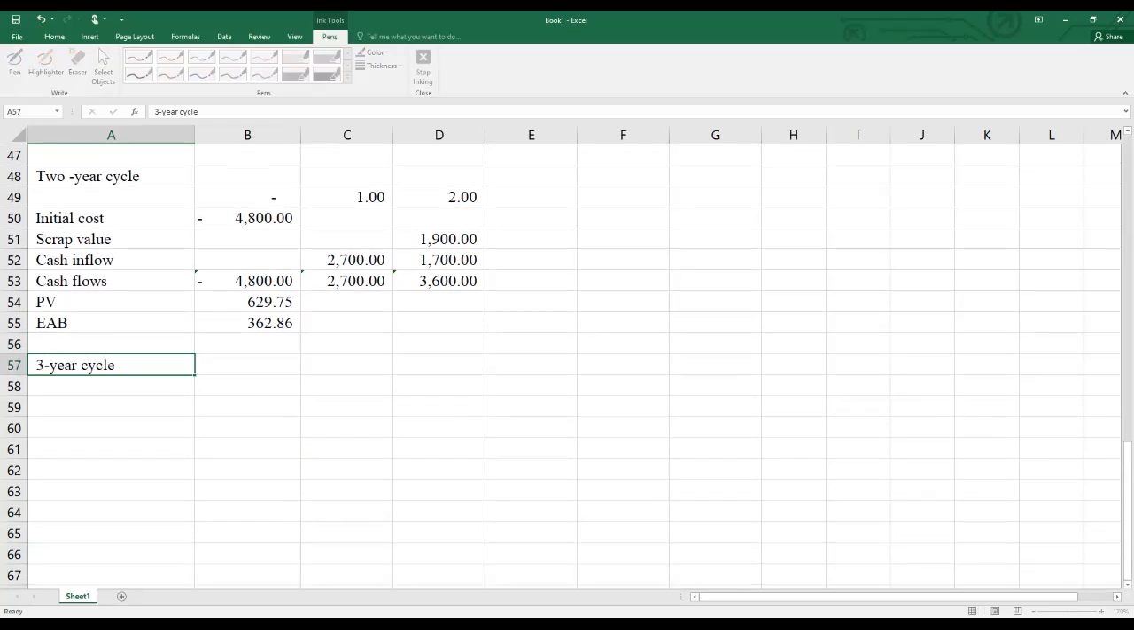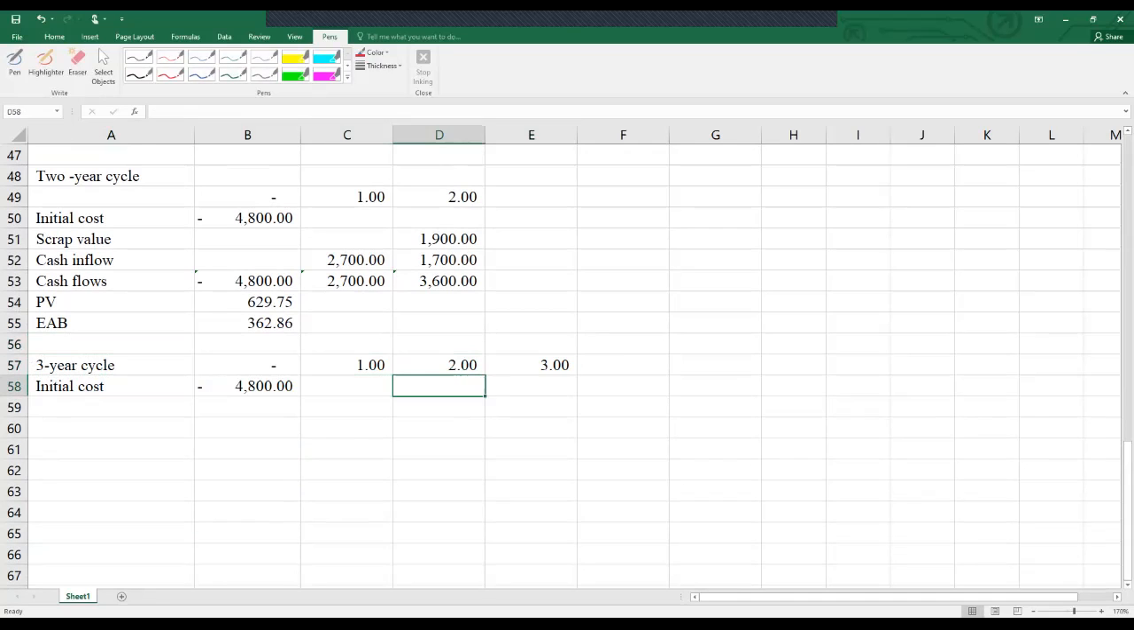The 3-year cycle will be equal to the same process, repeating. Initial cost, you buy it in year 0, so you'll have year 0, year 1, year 2, and year 3. Initial cost, I pay 4,800. I buy today. At the end of the life of the asset, that is year 3, the scrap value, I dispose of the asset.